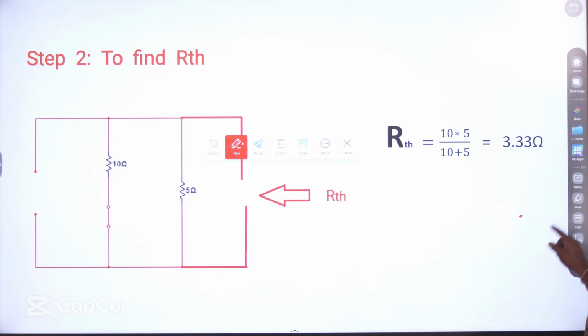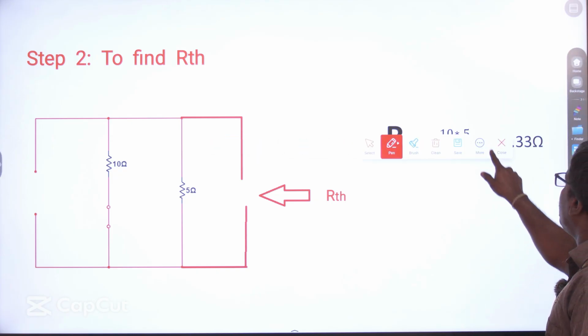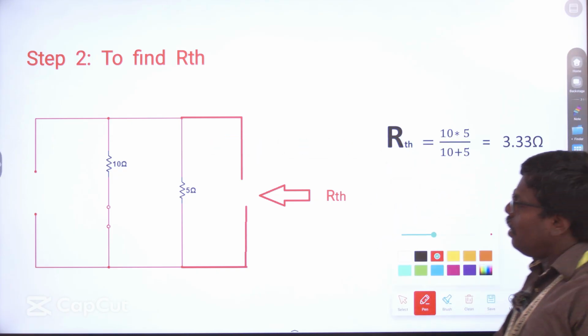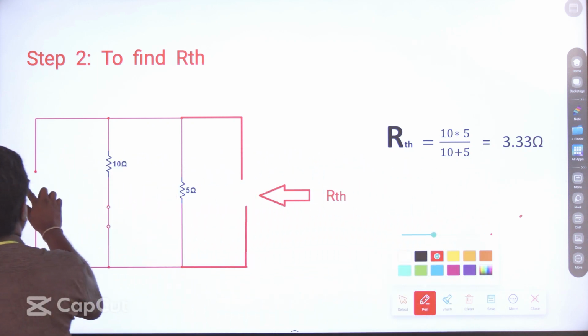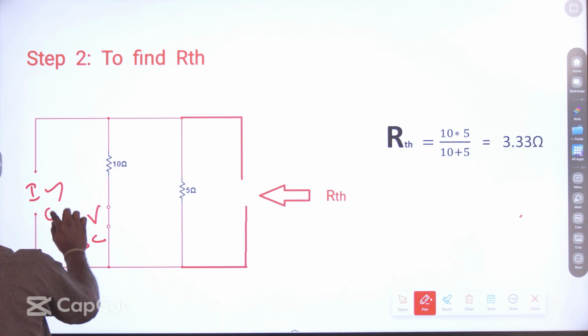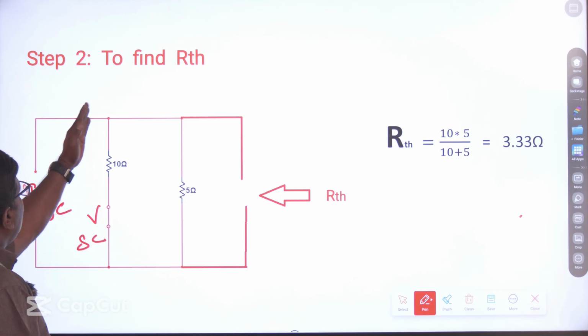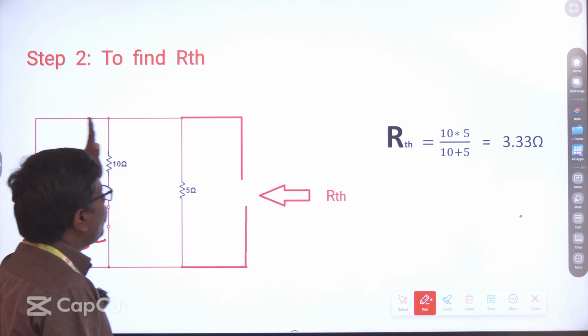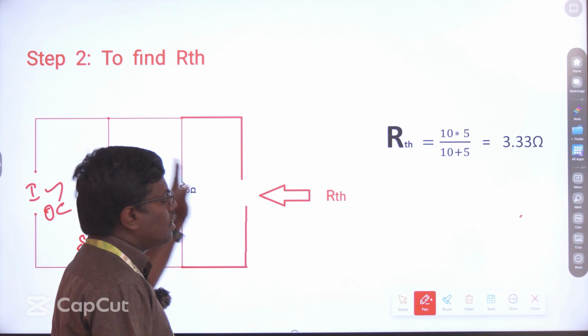Now what is the simple technique we have to adopt? Here I have removed the current source, which is left here. The voltage source is short circuited, and the current source is open circuited. Now you leave off this part. Only two resistances remain across the circuit.